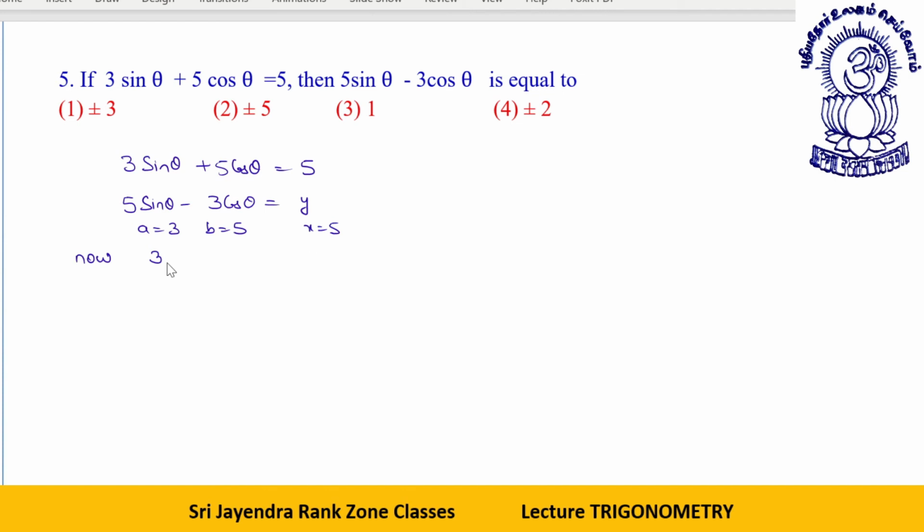You have to determine y directly by property a square plus b square is equal to x square plus y square. That is 5 square plus 3 square is equal to again 5 square plus y square. So you get y is equal to 3. Therefore, the value of this expression is nothing but plus minus 3. Fine. Option number 1 is the answer.